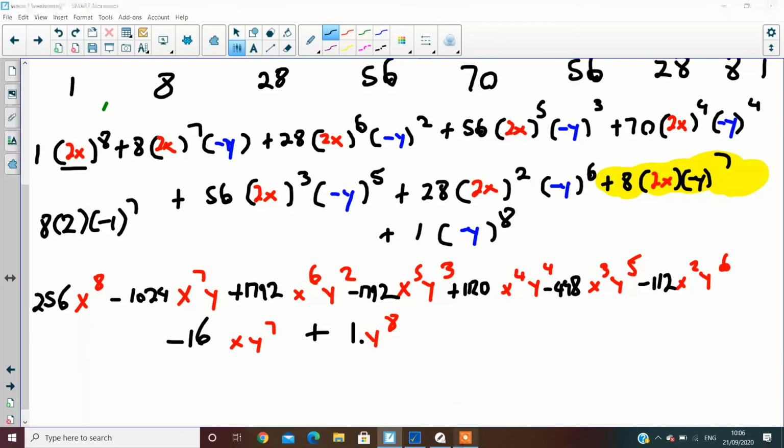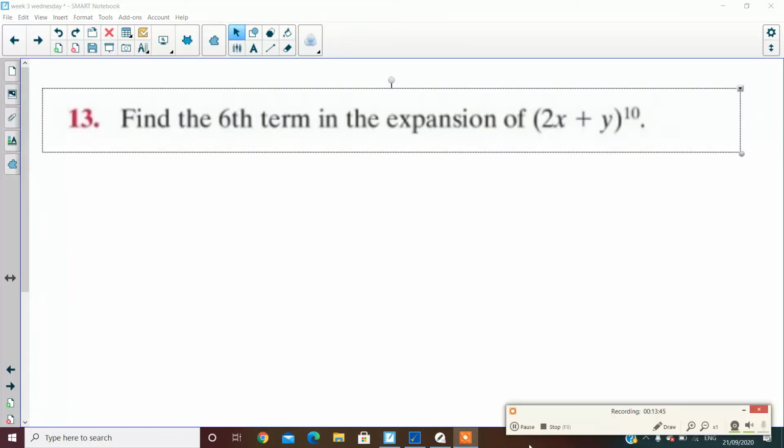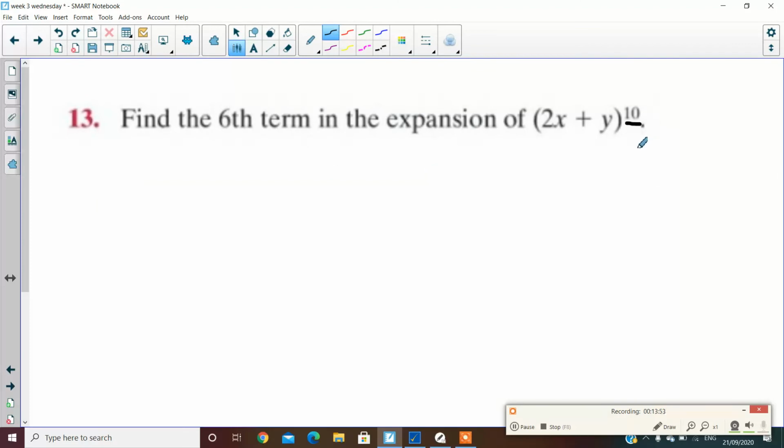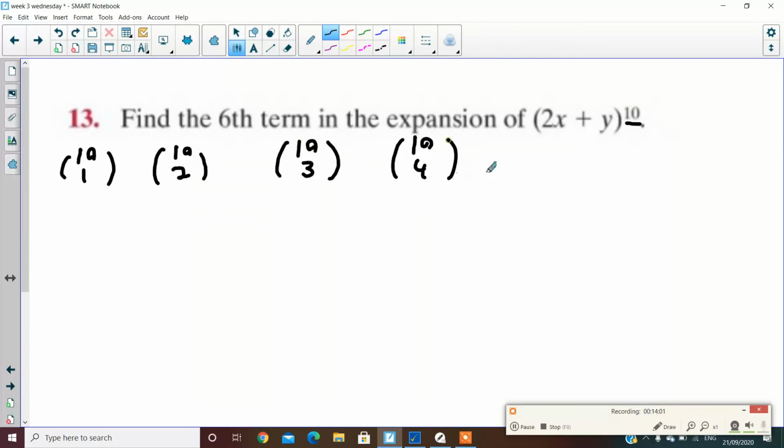What do you think? Do you have to do the full thing? What part do you need? 6 parts. So get this. What power is it? 10. First part, second part, third part, fourth part, fifth part, and finally, oh sorry, I made a mistake, didn't I? 10C0 starts off with. So where's the 6th part? The 6th part is 10C5. Does that make sense?